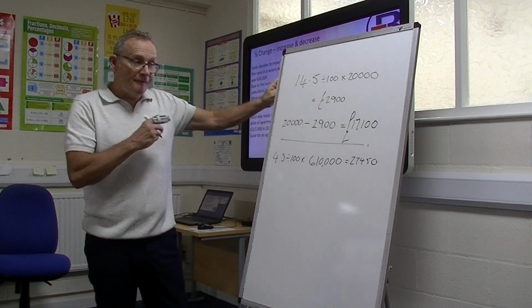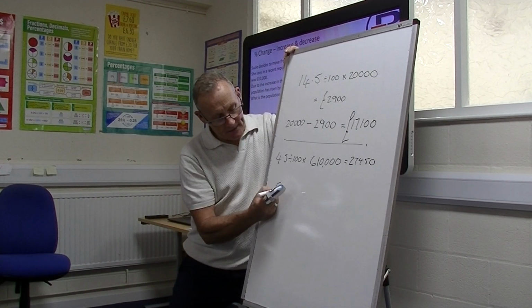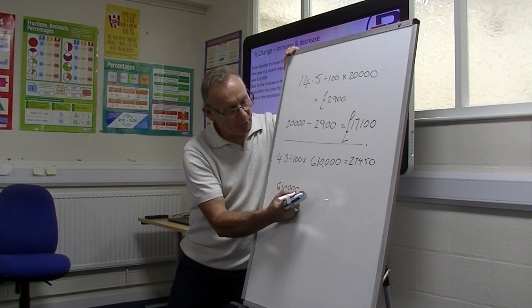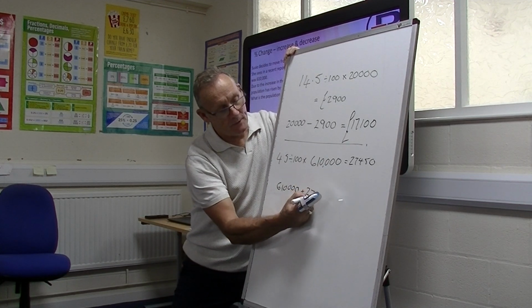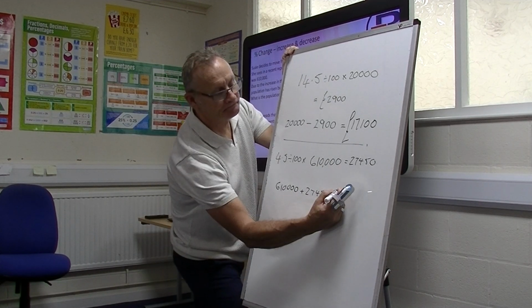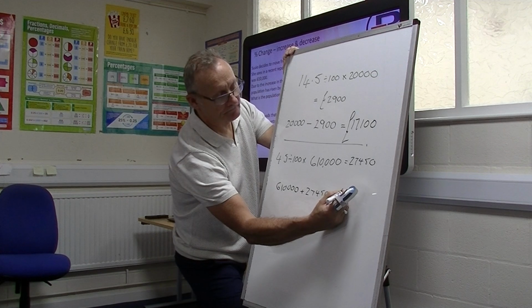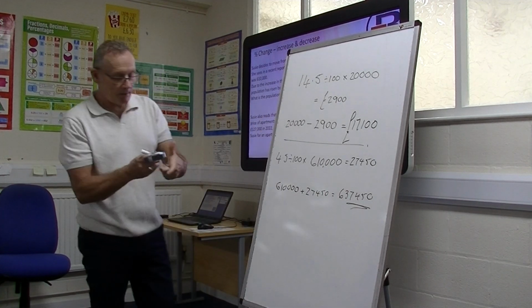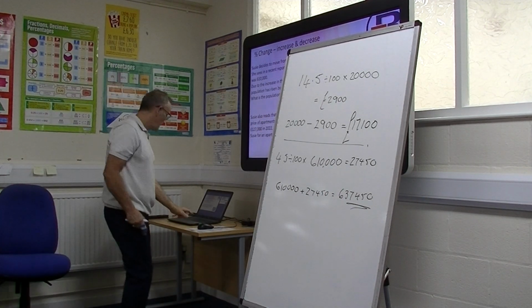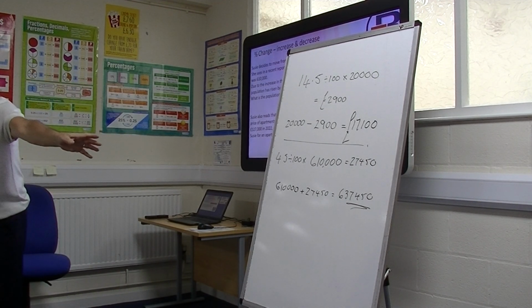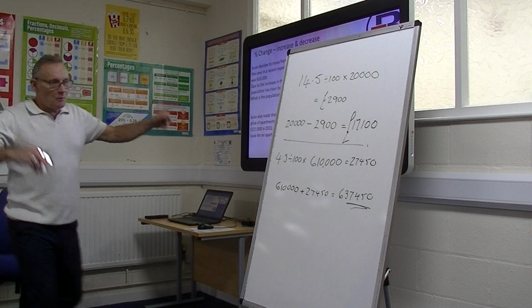So the answer then to the full question is 610,000. Is it plus or minus? Plus, because it's an increase. 27,450, which gives us a grand total of 637,450. Yes. That's our answer. Let's check if we're correct. 637,450. Anybody not get that? Everybody okay with that? Let's carry on with Susie.